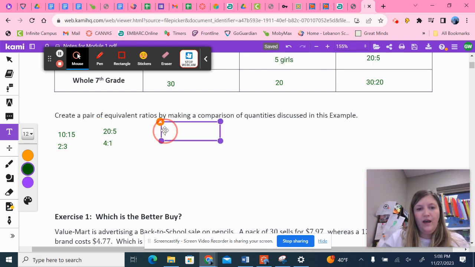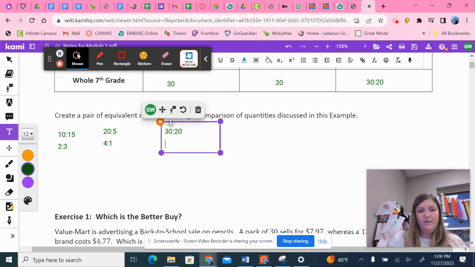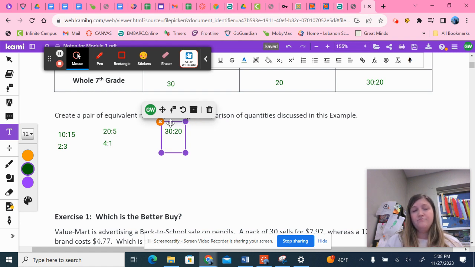What about for the entire 7th grade? What could I divide both 30 and 20 by? Okay. We're going to make one together. We're going to divide them both by 10. 30 divided by 10 is 3. 20 divided by 10 is 2. I want you guys to go ahead and write me one more equivalent ratio for this one. What is one more equivalent ratio you could make for 30 to 20?